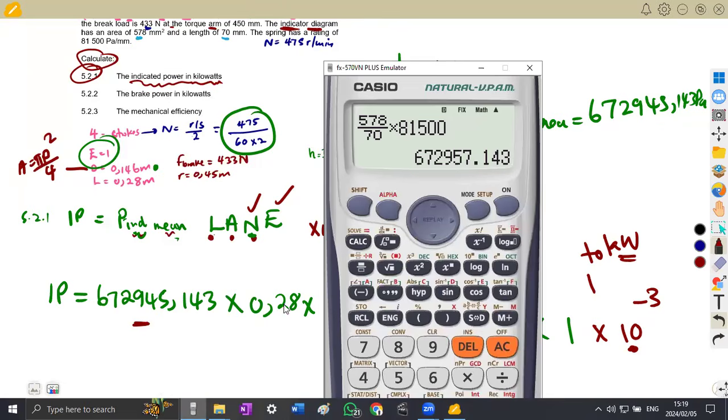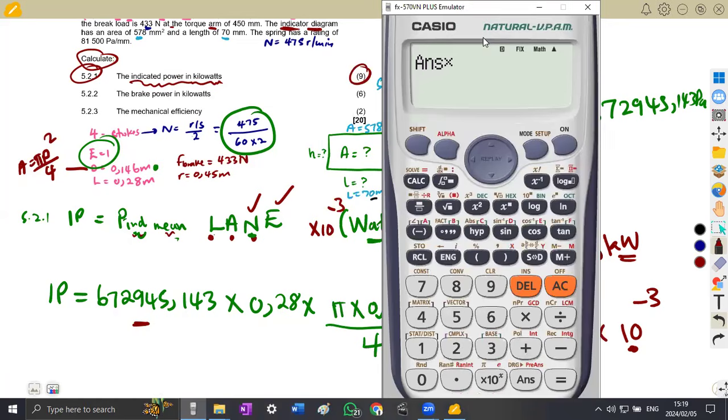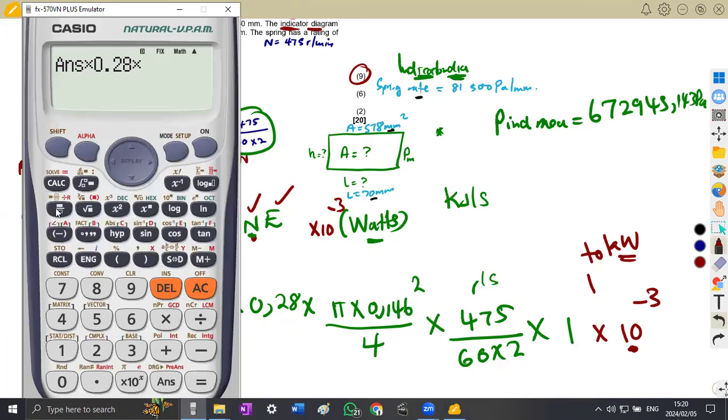Now we're going to multiply by 0.28. So that's times 0.28 like this, times this one. Let us just take it aside. That's going to have a fraction, which is pi. So we're going to have shift pi like this, times 0.146 squared. All right, I need a squared there. That's everything over 4 for the area. So this is for the area.